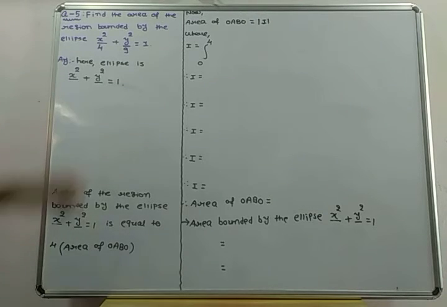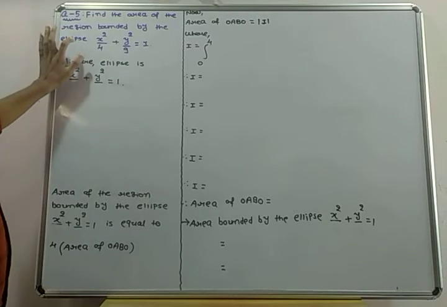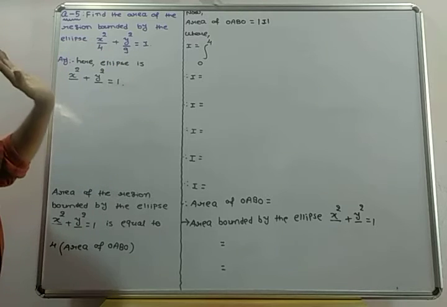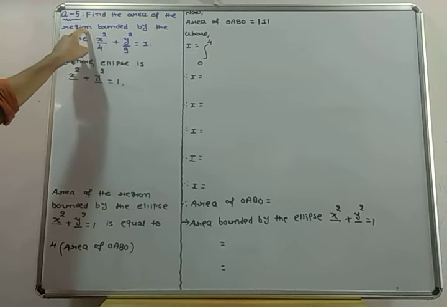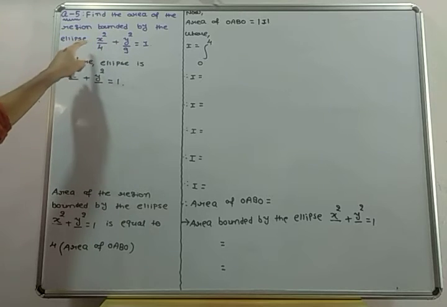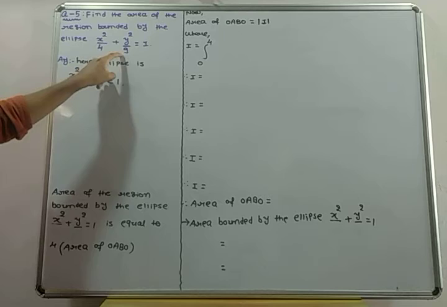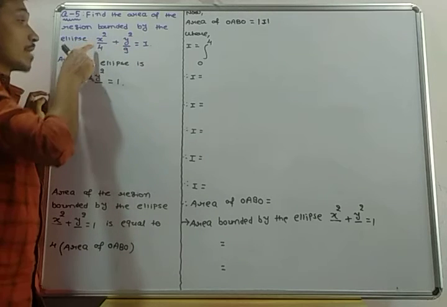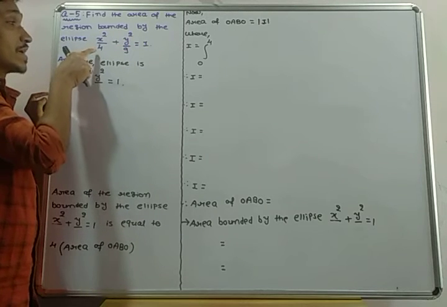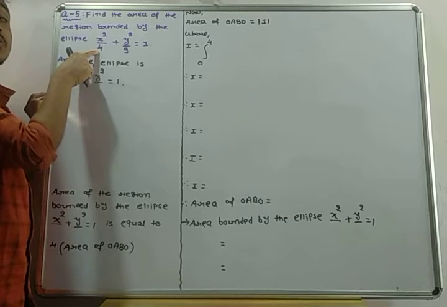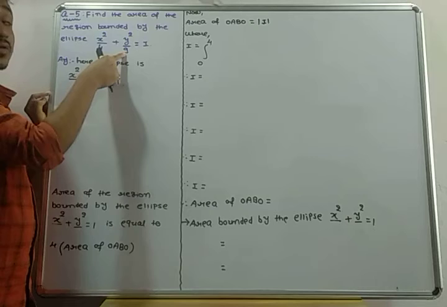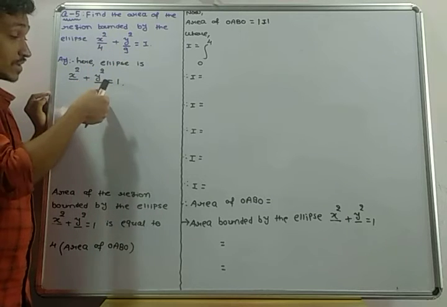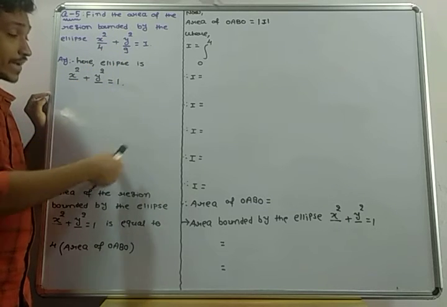Next, number 5, also about an ellipse, but the ellipse equation changes. Find the area of the region bounded by the ellipse x square by 4 plus y square by 9 equal to 1. x square by a square equal to 4, so a equals 2, and b square equals 9, so b equals 3. So 2 is less than 3, so the shape is vertical.